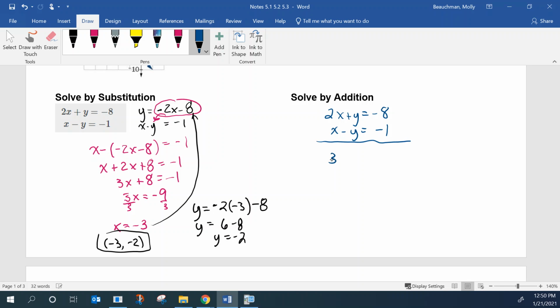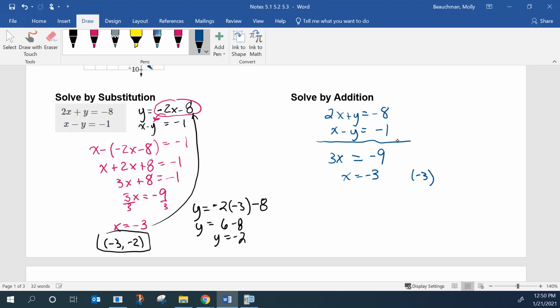2x plus x is 3x. Y minus y cancel each other out. Negative 8 plus negative 1 is negative 9. Divide both sides by 3. X equals negative 3 again. And then substitute back into one of your two original, or it doesn't matter which one. I'll pick the second one this time.